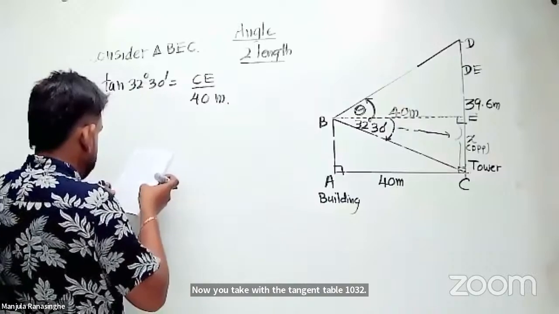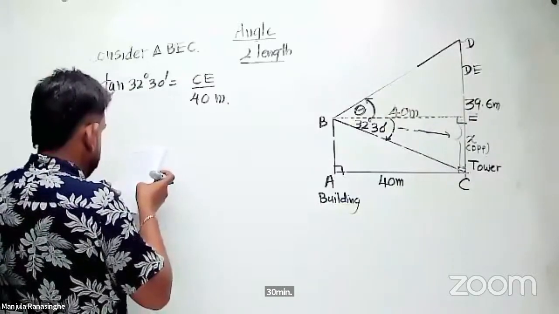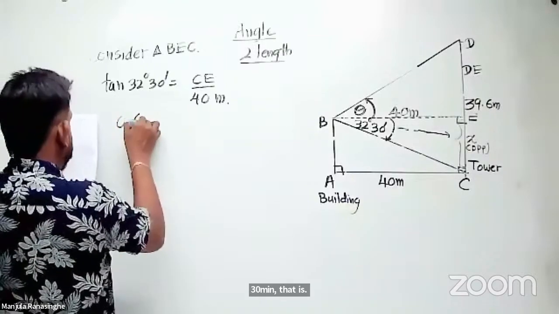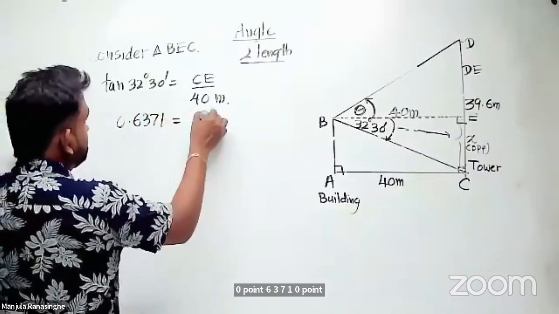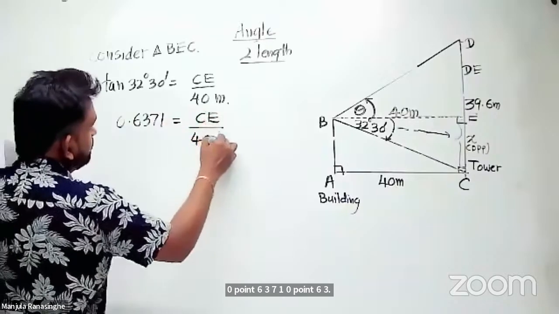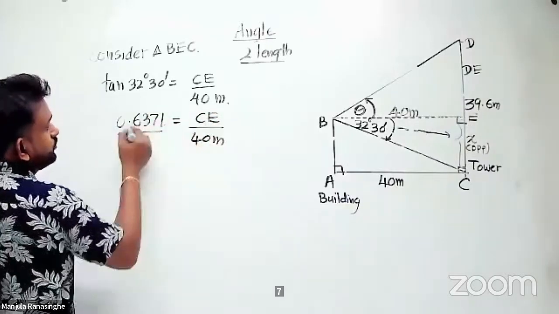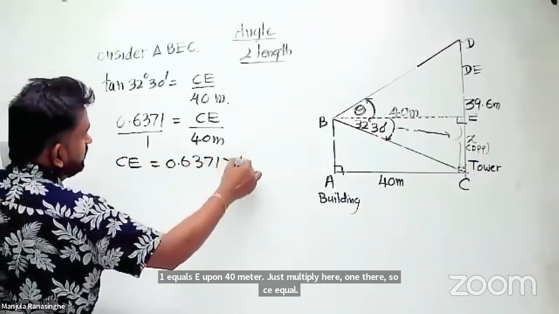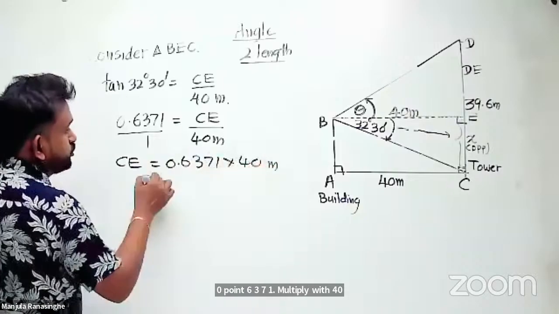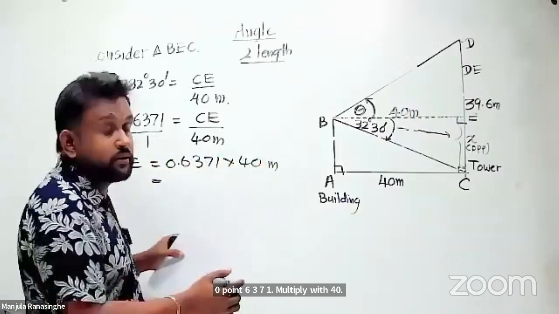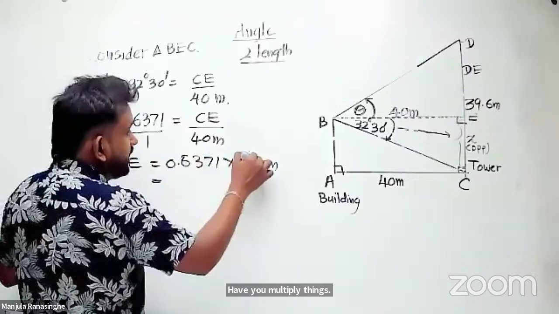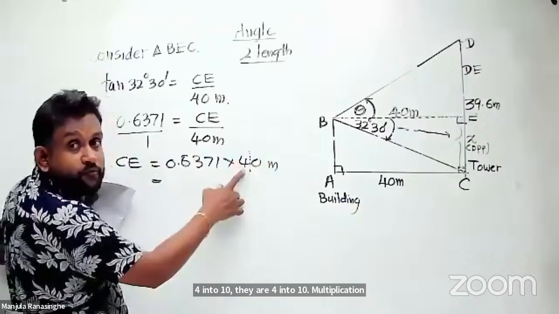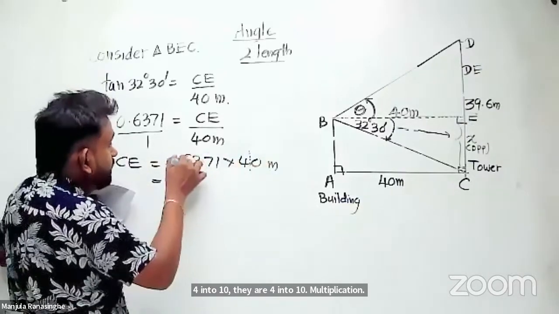So 32, 30 minutes, that is 0.6371. 0.6371 equals CE upon 40 meter. Just cross multiply here. So CE equals 0.6371 multiplied by 40. How do you multiply such things? 40 means 4 into 10. Now you multiply by 4 first.